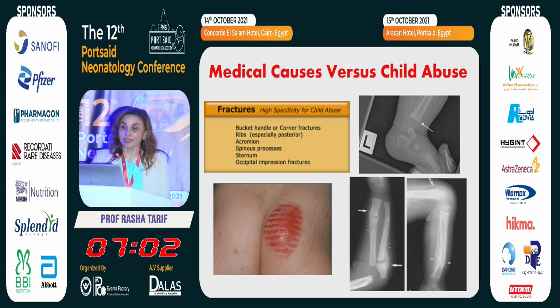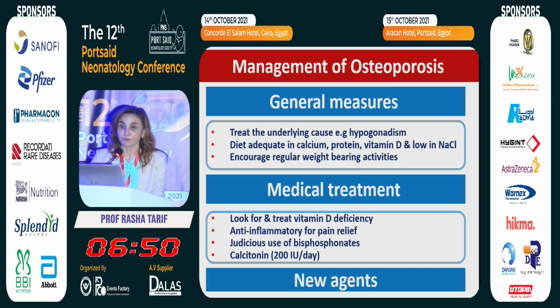And here you can see how fractures due to child abuse appear. You can see the burns, you can see the multiple fractures, the bucket handle fracture, the ribs, the acromion, very suggestive of child abuse. And for the management of osteoporosis, we have the general measures. Treatment of the cause is very important.